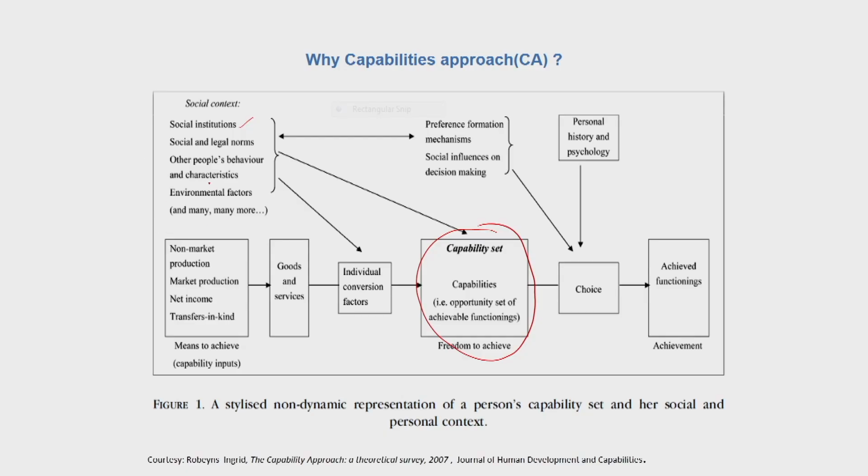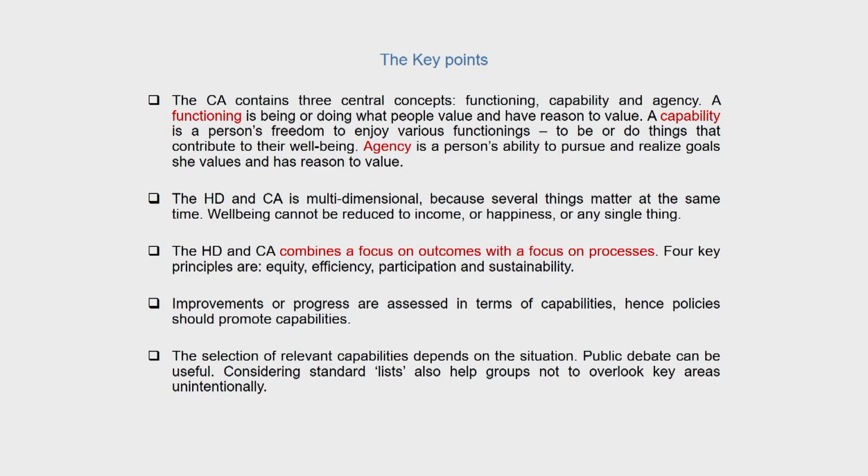So one is the social context, and then there is non-market production, market production, net income and transfers in kind. This is the resource set that is available to the individual, and the resource set enables the individual to transform into goods and services. So these are the individual conversion factors, and the individual conversion factors are decided by the capability set or the opportunity set of achievable functionings. All of these together, the social arrangements and the individual conversion factors taken together, determine the choice made by an individual, and this choice will ultimately determine the achieved functioning of the individual concerned.